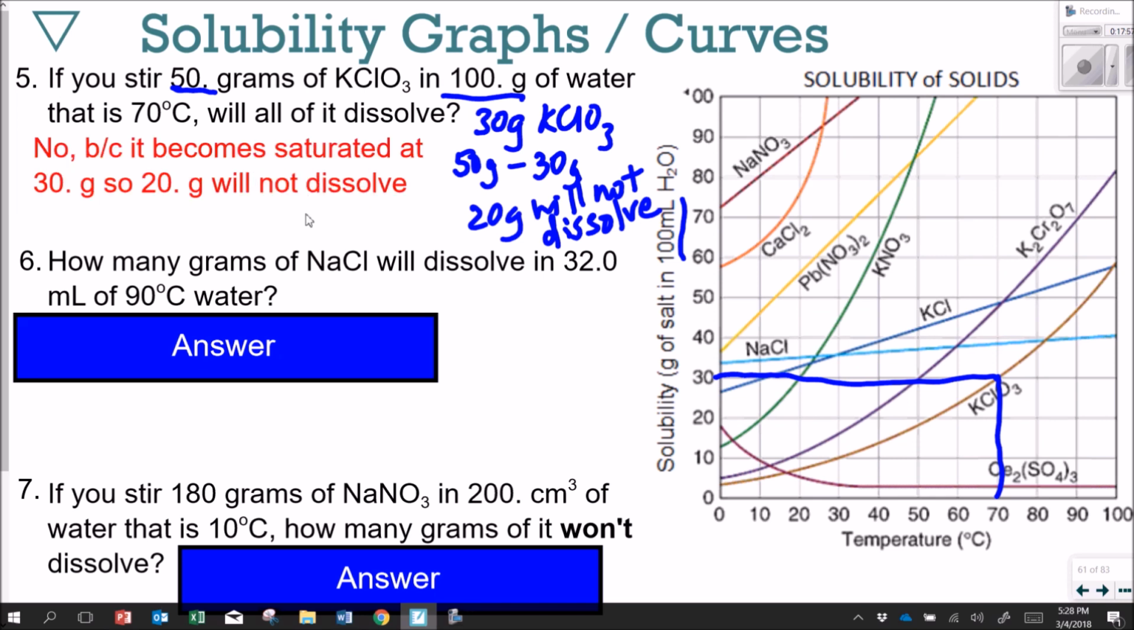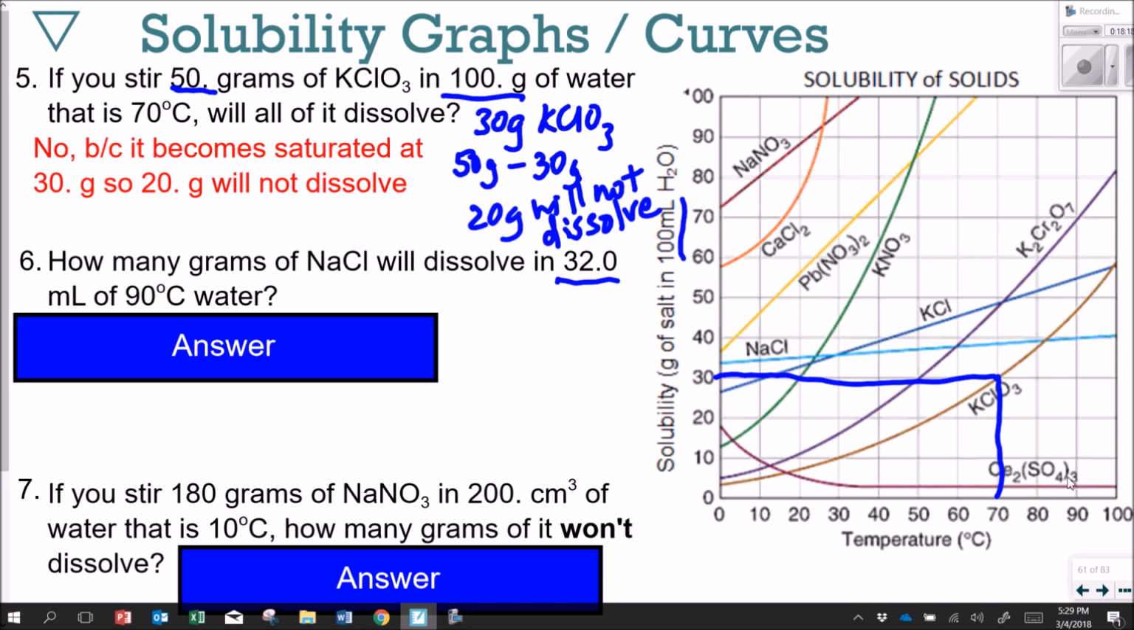Number 6, how many grams of sodium chloride will dissolve in 32 milliliters of water at 90 degrees Celsius? So this time I check my amount again. I only have 32 milliliters of water. So this doesn't match my graph. So on my graph, I can find out how much will dissolve in 100 milliliters. So I go do that.